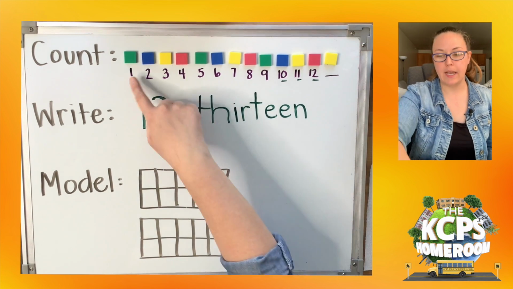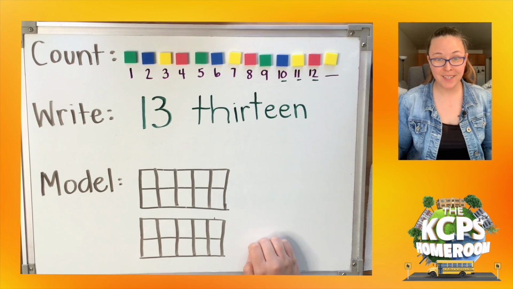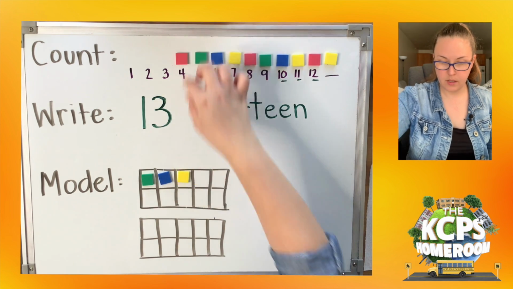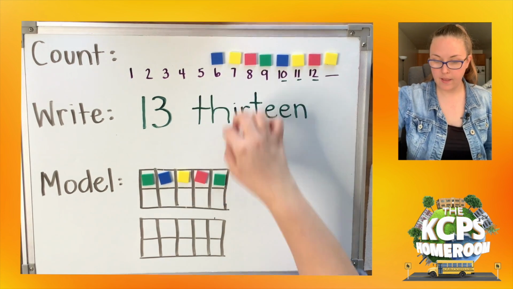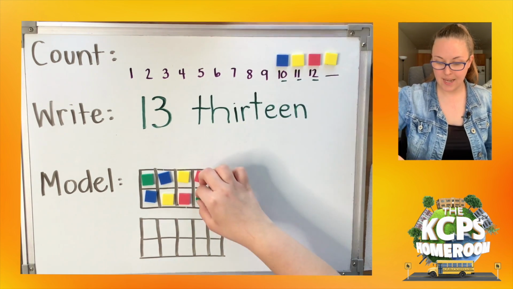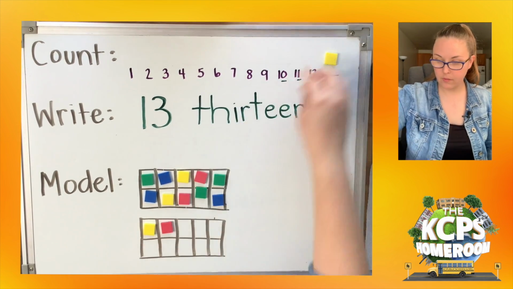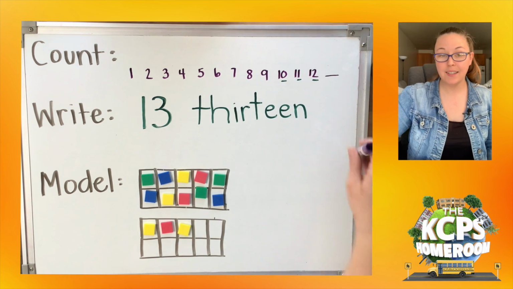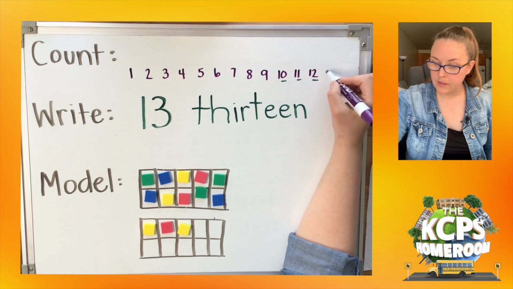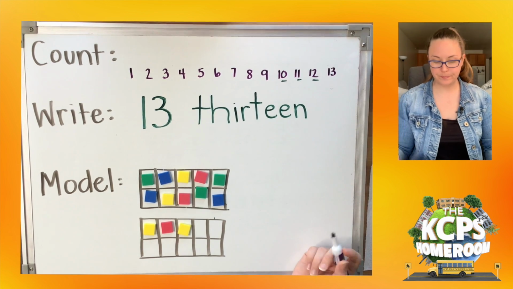We are going to organize our counters at the top into our 10 frames here at the bottom. Are you ready? Count with me. 1, 2, 3, 4, 5, 6, 7, 8, 9, 10, 11, 12, 13. And I just noticed, friends, that we didn't write 13 up here. So let's write 13 next to 12 because we had 13 total counters.